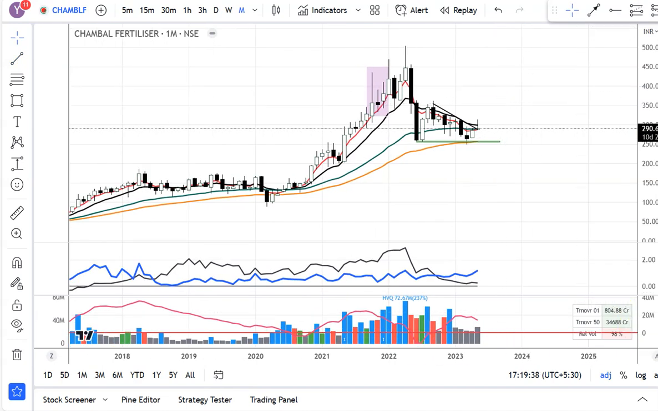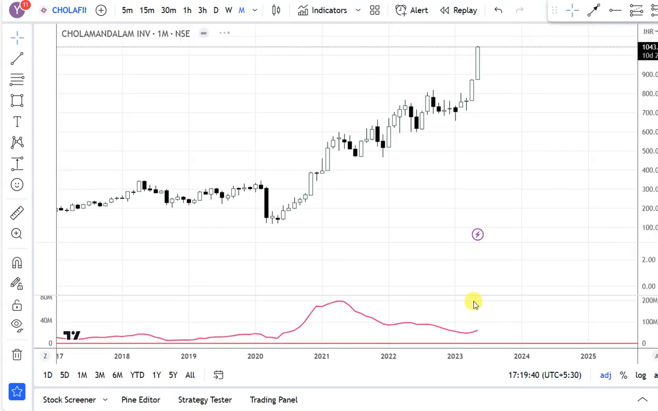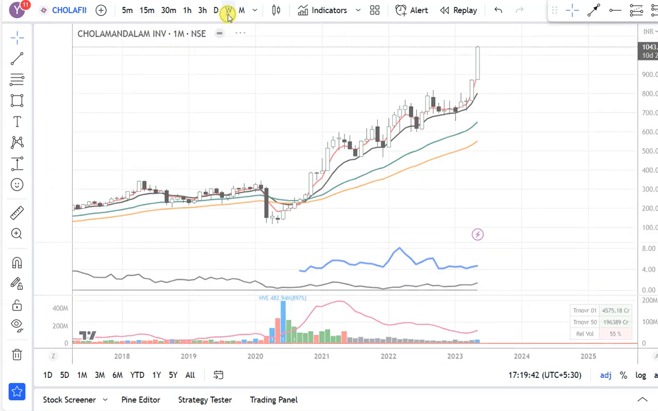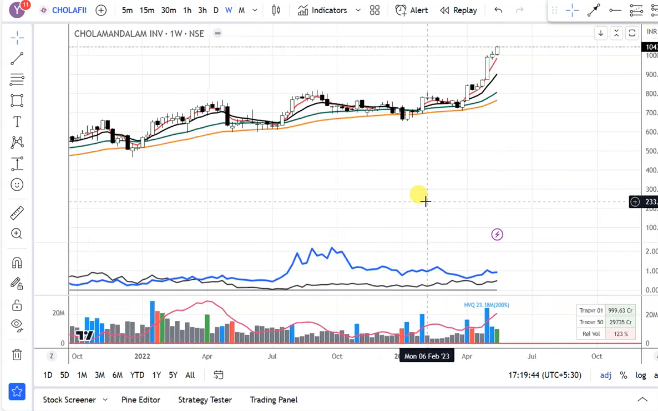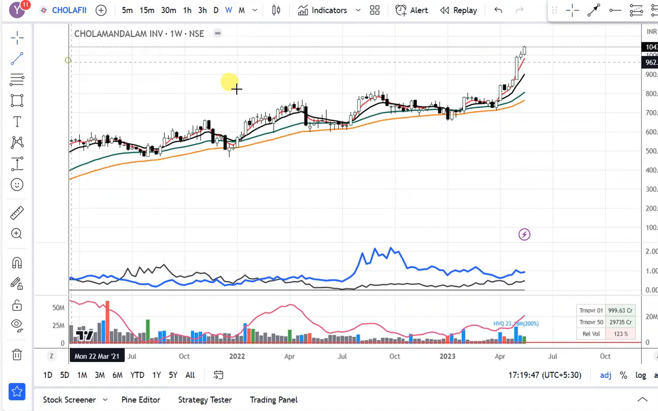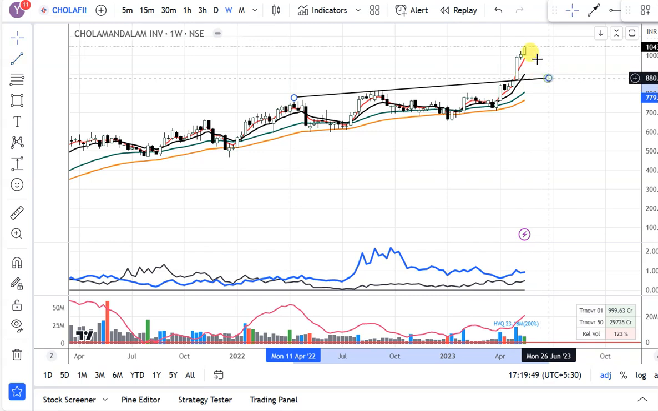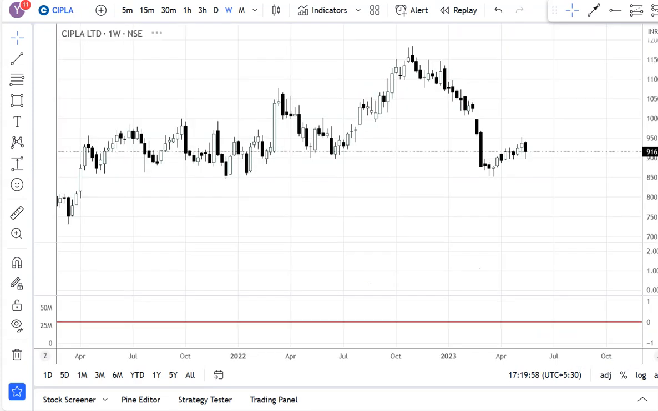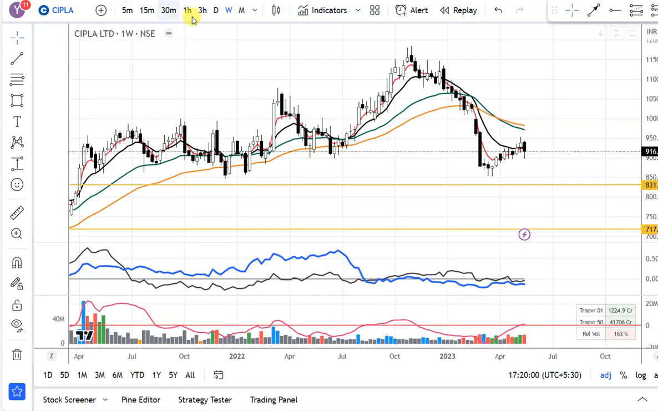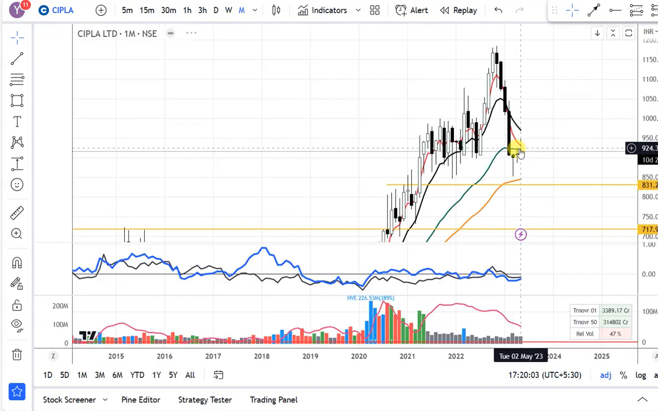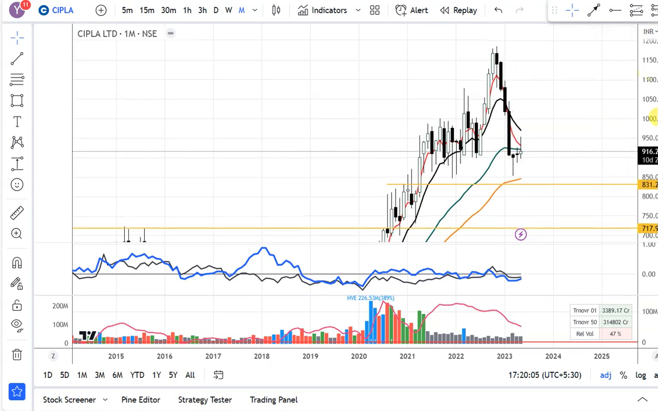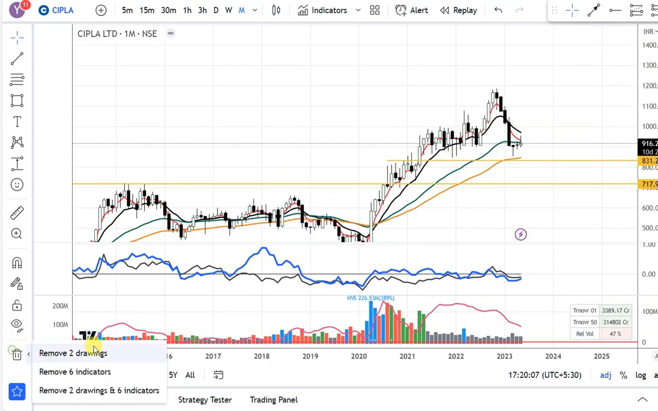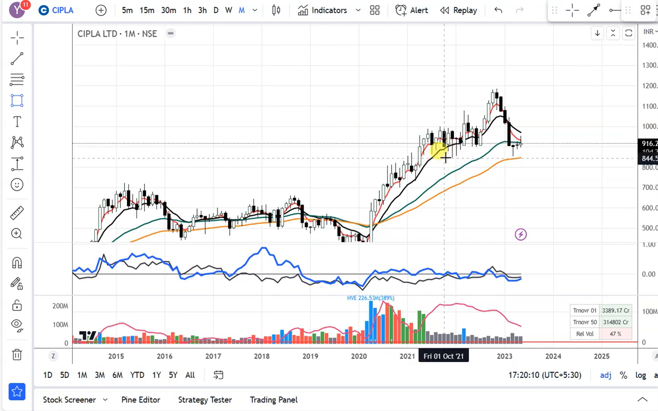Cholamandalam Investment has already given a fantastic rally. So the stock has already rallied. We'll wait for it to go sideways next time, and then we'll think about what to do. But for the next week, this is not the stock to be taken into account. Supply is taking support as of now over here. We can see the double bottom happening, but the momentum is not coming into the stock. So we will wait for the momentum to come.